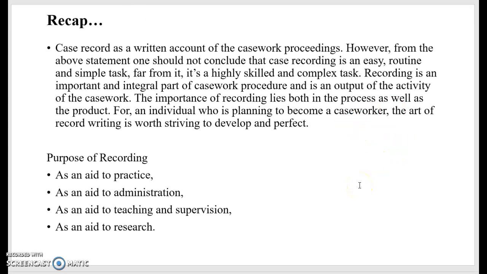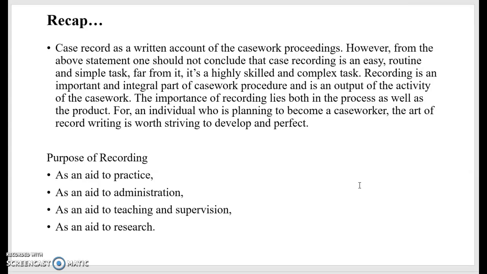A case record is a written account of the casework proceedings. However, from the above statement, one should not conclude that case recording is an easy, routine, and simple task. To perform it is a highly skilled and complex task. Recording is an important and integral part of the casework procedure, and it is an output of the activity of the casework. The importance of recording lies both in the process as well as the product.